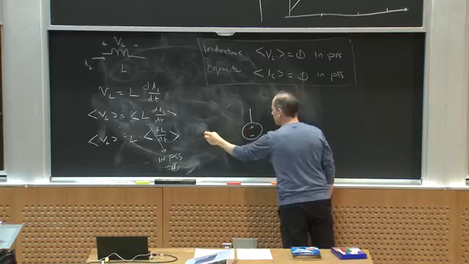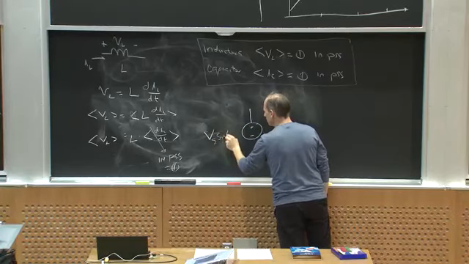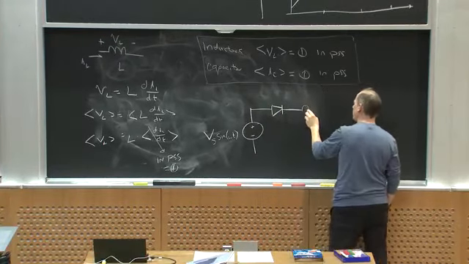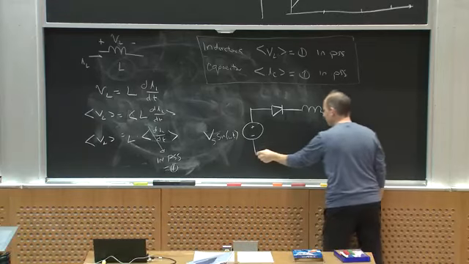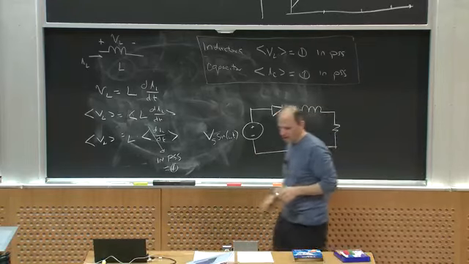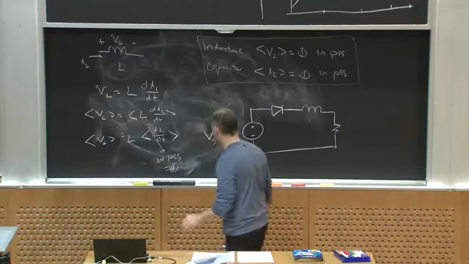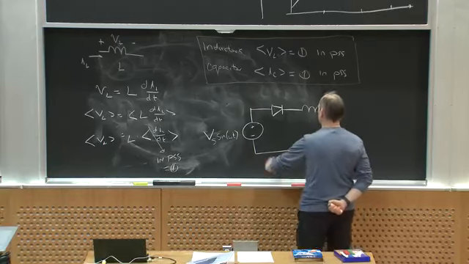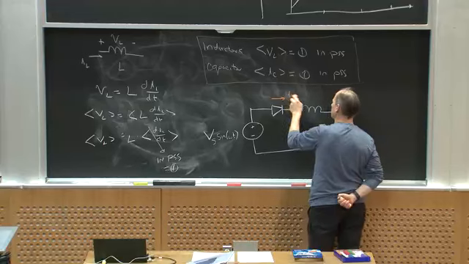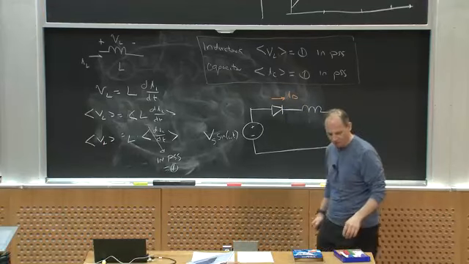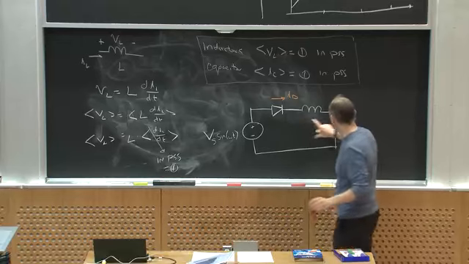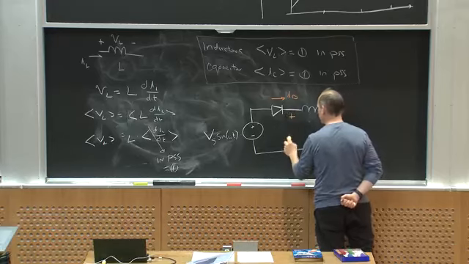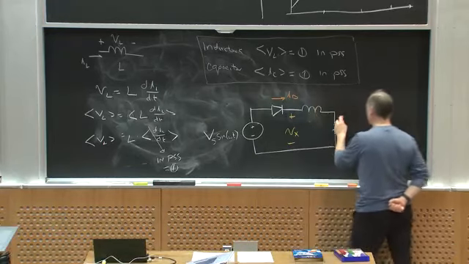Here is Vs sine omega t. Okay, here's my diode. I'm just going to now put in an inductor, and here's my output. Okay, so I can look at some current that I'll call, for example, ID. I have some distinction now between the voltage here and the voltage at the output, so let me call this voltage Vx, and I'll call this voltage V out.